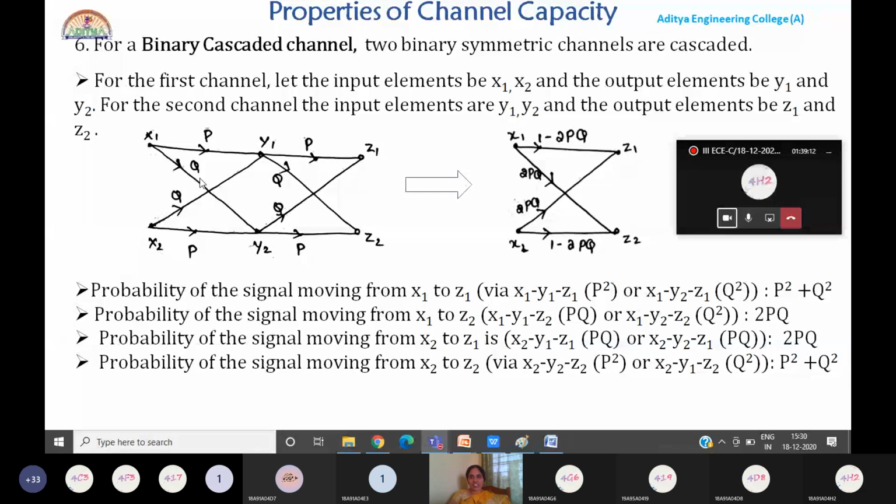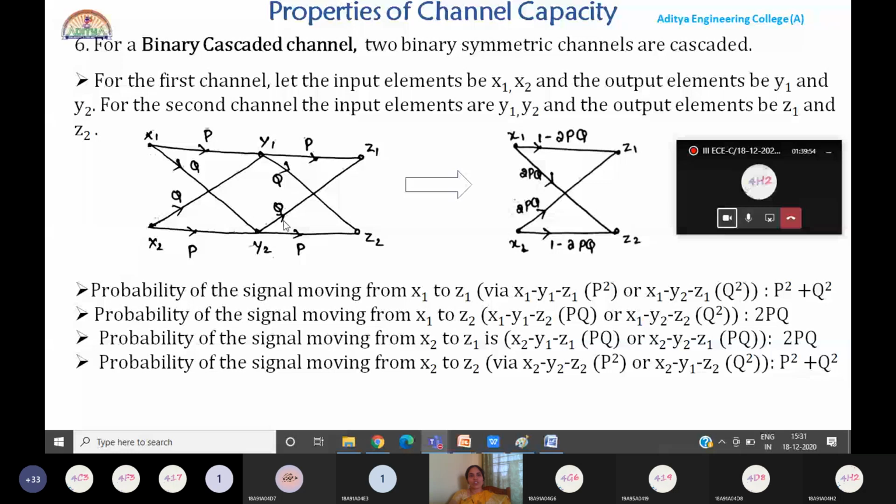Because in the first symmetric channel, we consider the x1 y1 probability as p. Forward path probabilities we considered as p, and the opposite path we consider the probability as q. Here q is 1 minus p. Remember that q is 1 minus p. So forward probabilities are p and the opposite probabilities are q. Similarly, y1 to z1 and y2 to z2 probabilities are p, and the opposite probabilities, that is y1 z2 or y2 z1, are q.